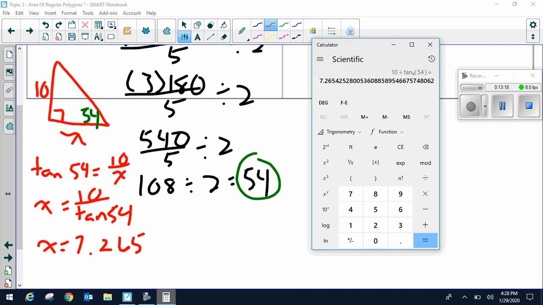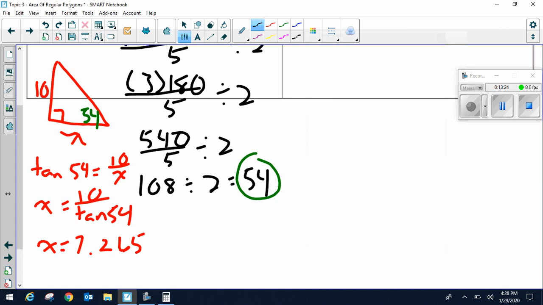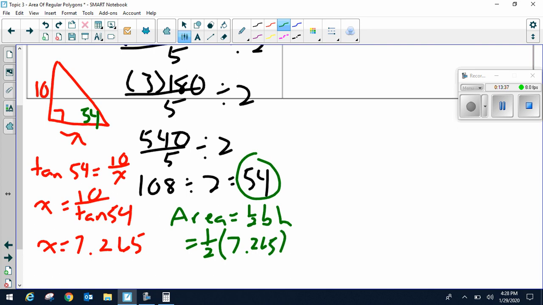Okay, but notice I'm not going to do anything. I'm going to leave that in the calculator just like that. So now we have our base. So now I can find my area of my triangle. To find the area, again, it's 1/2 base times height. So that's 1/2 times the base of 7.265 times my height, which is 10.